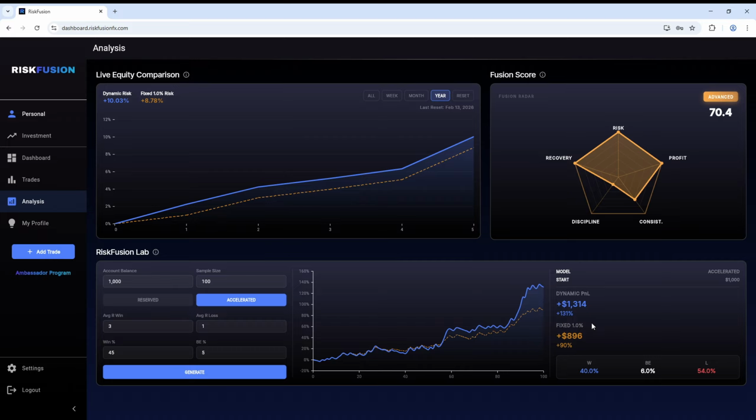So it can be a very, very powerful thing, and this RiskFusion lab just explains that. You can play around with these values, play around with the risk models however you like, just to see how the predictions play out. So that's everything that we have here in the analysis page. It gives you some really good insights and tools that you can use to help with your trading. So now let's move on to the My Profile page.